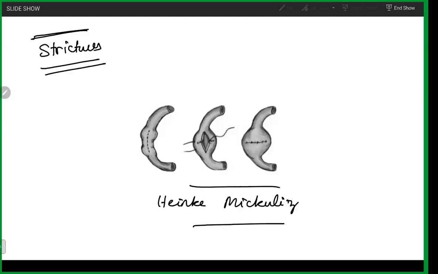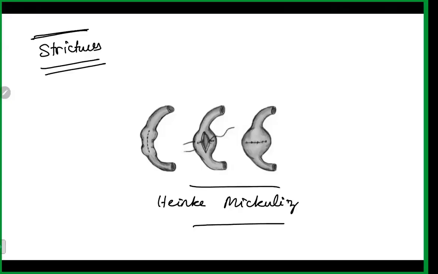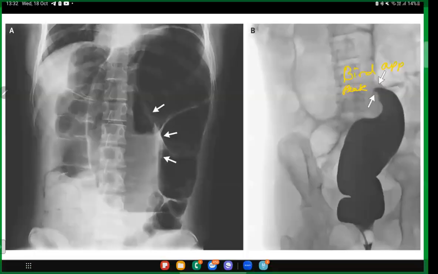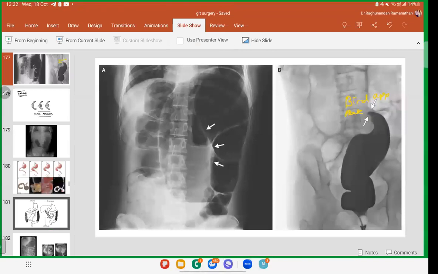Can you see? Yes. So this is your Heinke Mikulicz. Here, you're going to put a longitudinal incision and you're going to suture it transversely. So we put a longitudinal incision, but how do we do the suturing? Transverse suturing is done. Can you see here? So this is called Heinke Mikulicz. Now I hope you can understand.